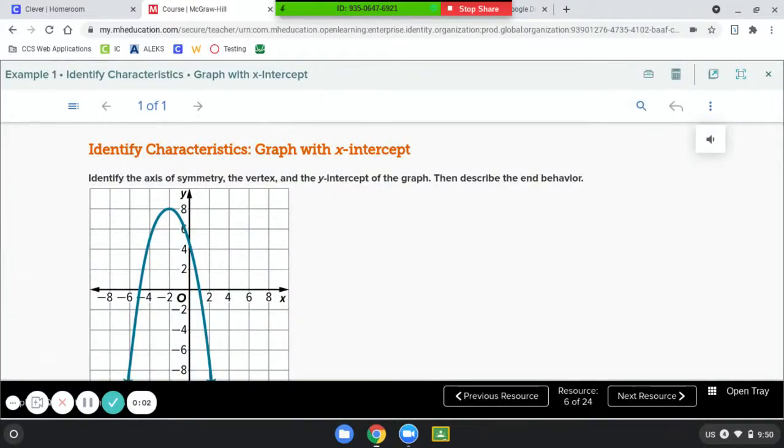This first one, identify characteristics of graphs with x-intercepts. So notice this parabola crosses the x-axis. We want to identify the axis of symmetry, the vertex, and the y-intercept of the graph, then describe the end behavior.